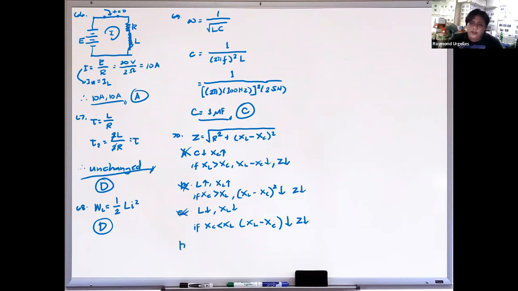So it's letter D. So for letter D, the resistance increases. And if the resistance increases, no matter what the value of the reactance, the impedance also increases. So therefore, the answer is letter D. So again, base dun sa equation natin. Okay? So next number, 71.